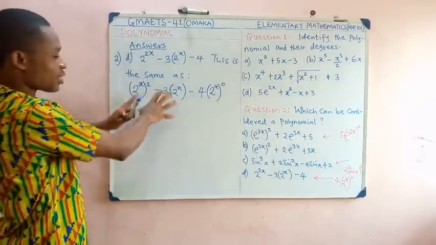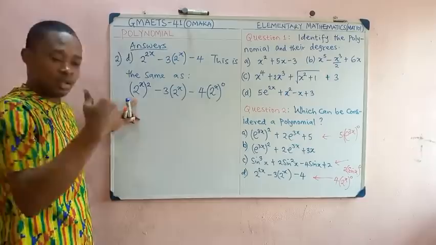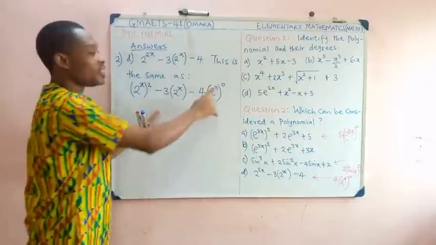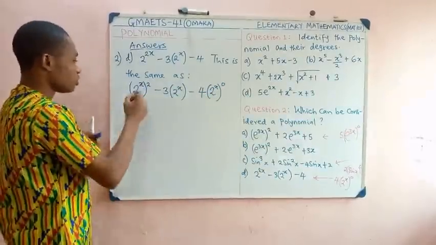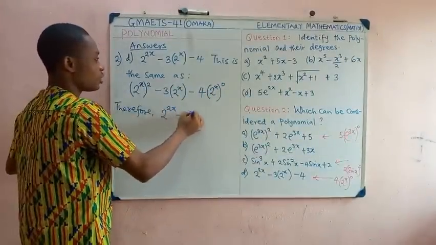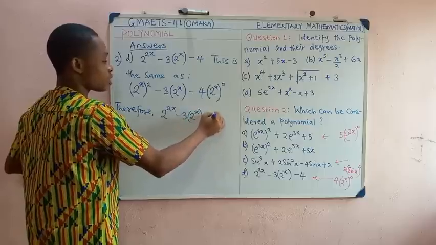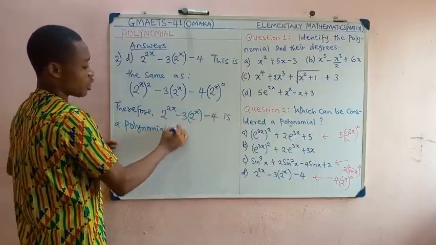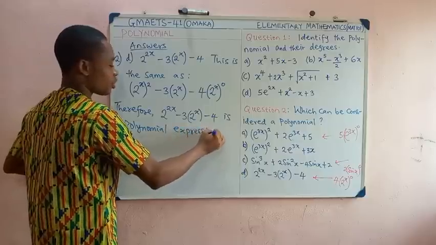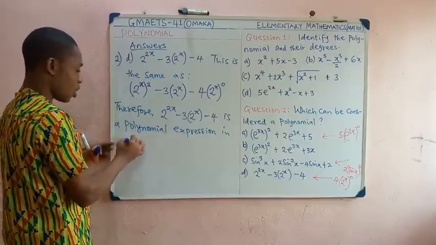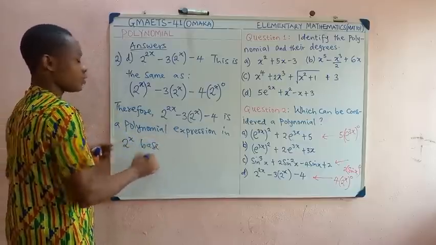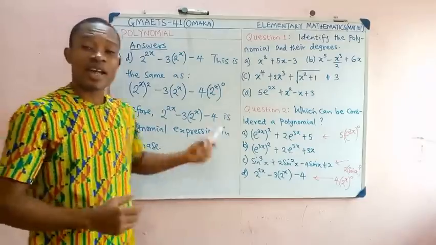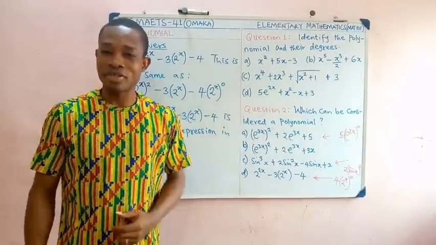So you now notice that this expression has the same base, 2 raised to the power x. And then you notice the powers decrease. This is power 2, this is power 1, this is power 0. Therefore, 2 raised to the power 2x minus 3 times 2 raised to the power x minus 4 is a polynomial expression in 2 raised to the power x base. Is that okay? In fact, you will encounter things like this under exponential equation in indices, as we will treat in this course.